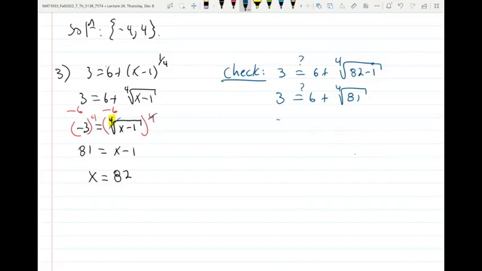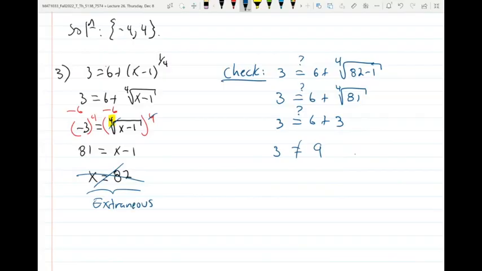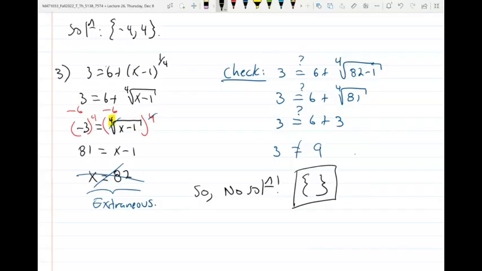All right? So you get 6 plus 3. Now 6 plus 3 is 9. So is 3 the same as 9? No, they're different. Okay? So what does that mean? The left does not equal the right when you plug in 82. So this guy is not good. This is not a solution. Okay? We call this an extraneous solution. So this is extraneous. And because there is no other candidate, that means there is no solution to this problem. So, no solution. Okay? So the solution set is empty.